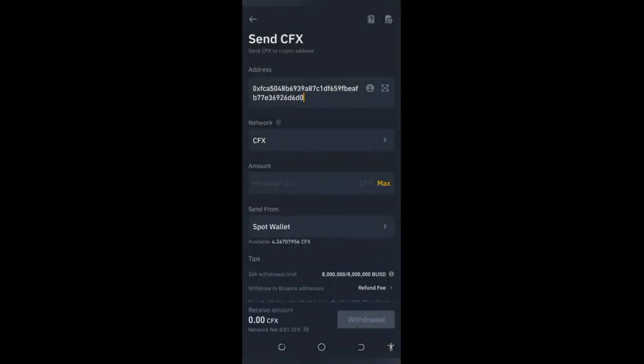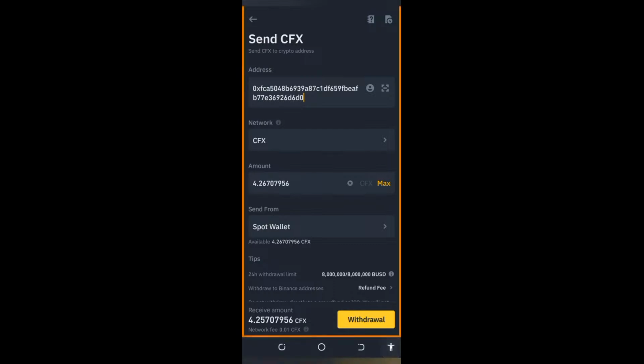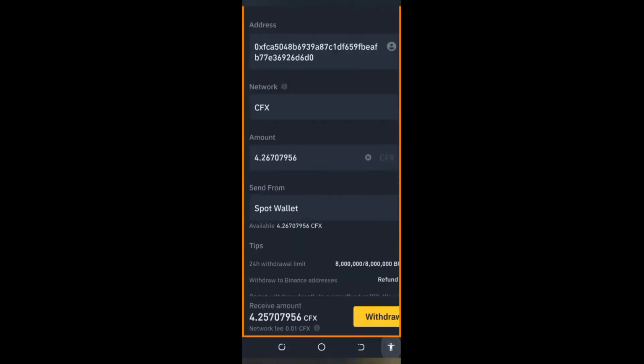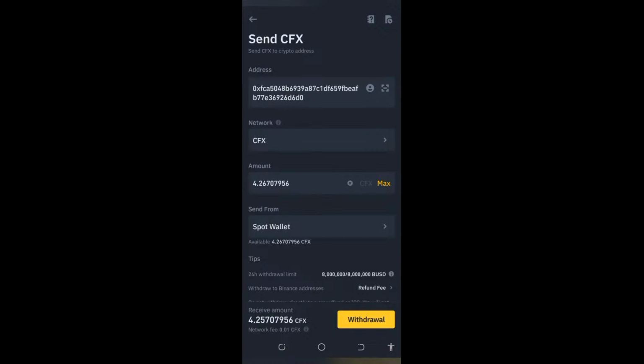Okay, if this address wasn't good, it will be showing red. So let's put the max. I think we're good. Is there anything we need to take note of? I think it's fine. Okay. So let's take our screenshot.